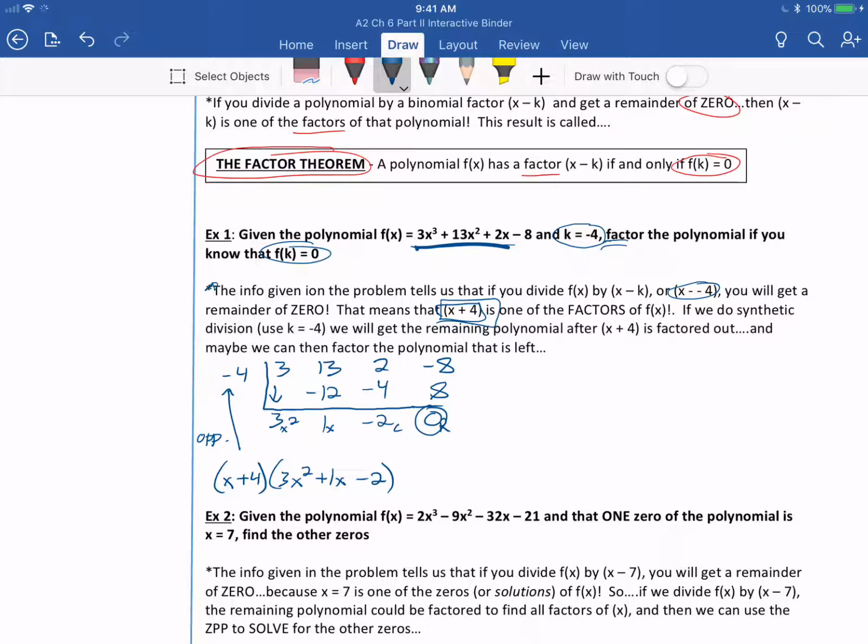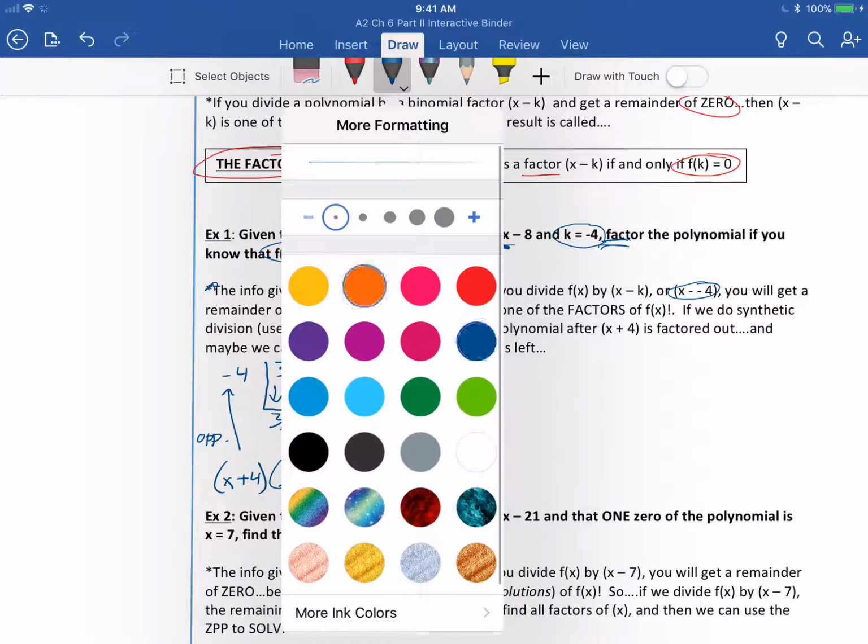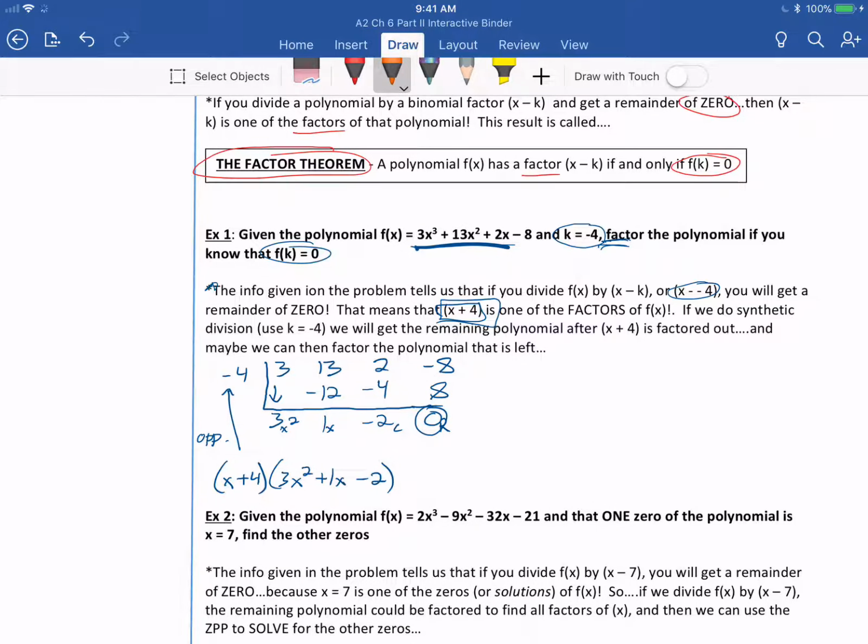So now, in the end here, it tells us to factor this polynomial. So I need to factor what I have left. And the nice thing is that now we know how to factor this. We can factor this trinomial with the diamond method.